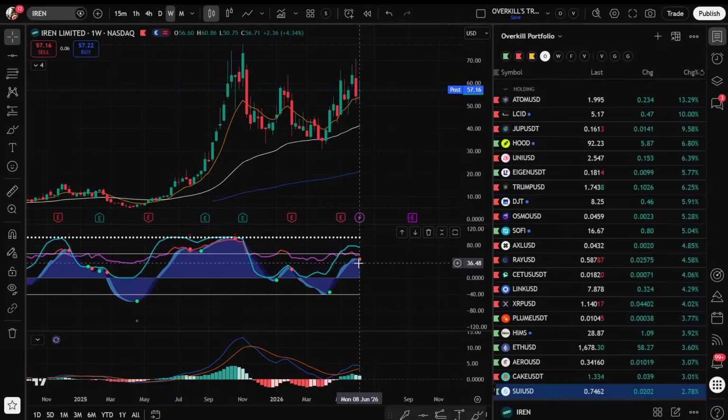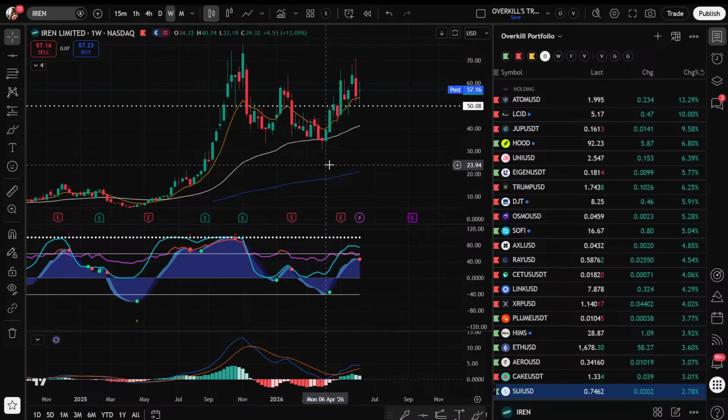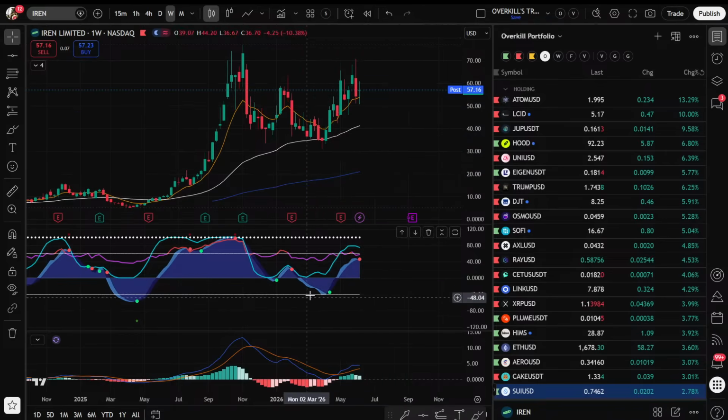Okay, and that's just coming from the red dot. When I see the red dot, I'm setting my stop loss, $50. You could put it a little bit below, like at 49. Okay, if it breaks, then you sell it and you get back in down here again.